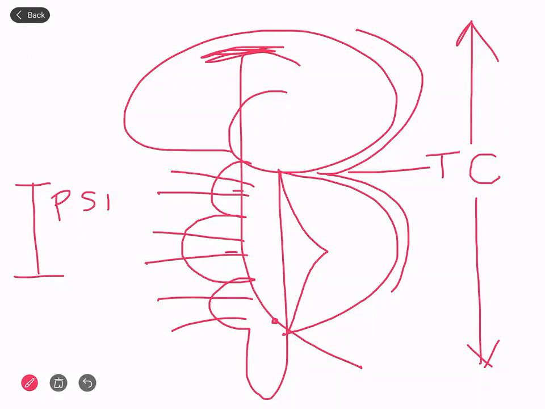Letter A, 12, letter B, 13, letter C, 14, letter D, 15. Okay, most of you answered B, no? And C. How many cranial nerves do we have?